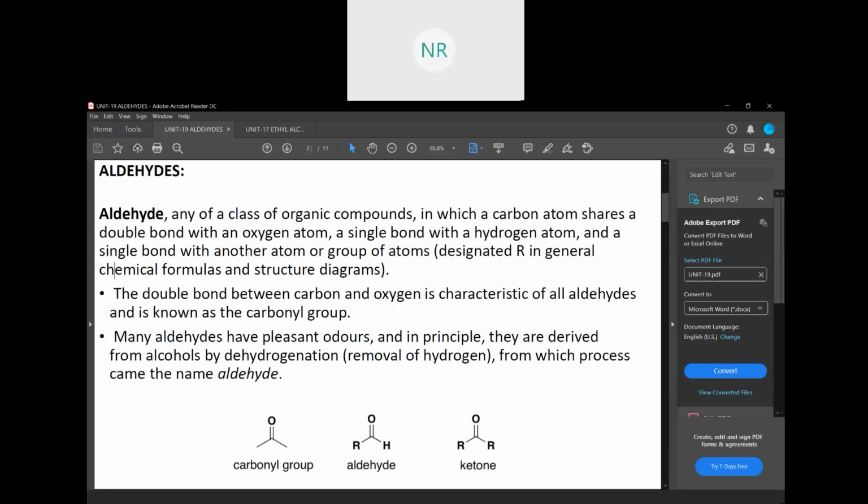So aldehyde is a hydrocarbon in which the carbon atom and the oxygen atom are attached by a double bond, and a single bond is attached from the carbon to the hydrogen atom, and another single bond is attached from the carbon atom to any other atom or a group of atoms. So the carbon atom shares a double bond with an oxygen atom, a single bond with a hydrogen atom, and a single bond with another group of atoms or atom. So that is your aldehyde.